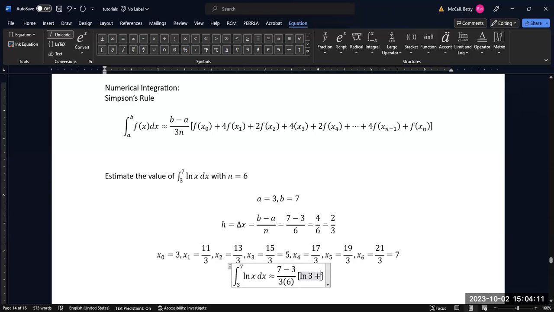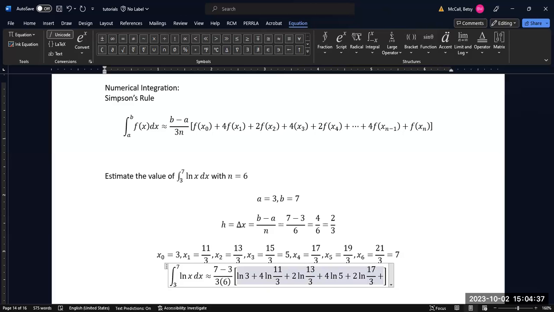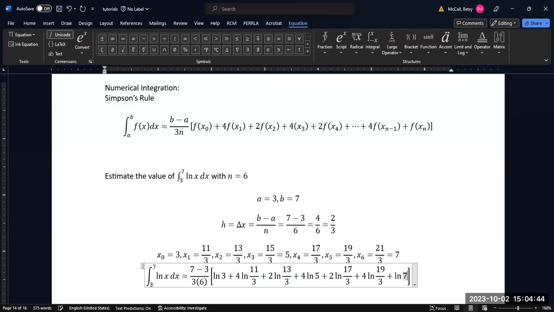So now if we go back to our formula, the second term is going to be 4 log of 11 over 3. And then 2 log 13 over 3, and then 4 log 5, and then 2 log 17 over 3, and then 4 log 19 over 3, and then finally just log of 7.